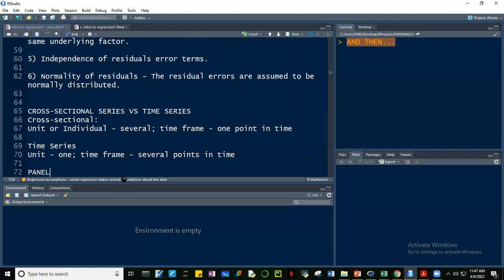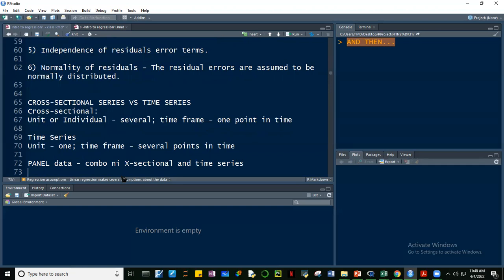Now, when we combine the two, we will have a panel data. Any panel data? Combo ni cross-sectional and time series. Okay, so tingnan natin. Tingnan muna natin si cross-sectional. So you have several units: Singapore, Malaysia, Philippines, Thailand, Indonesia, Vietnam, etc. Lahat ng ASEAN. Ano tinitingnan natin? Yung mga variables ng GNP, GDP, etc. Pag cross-sectional lang yan, 2021 lang yan.